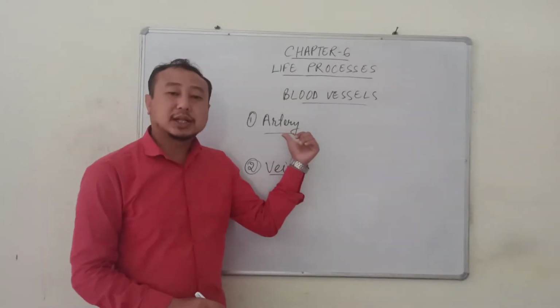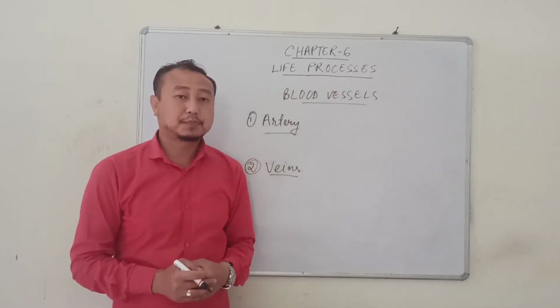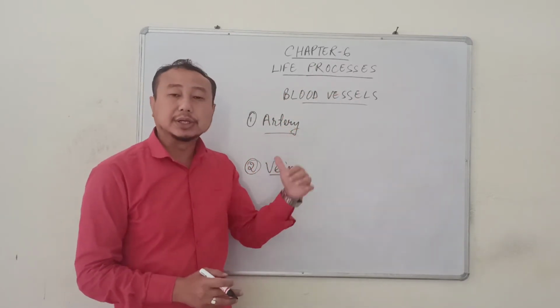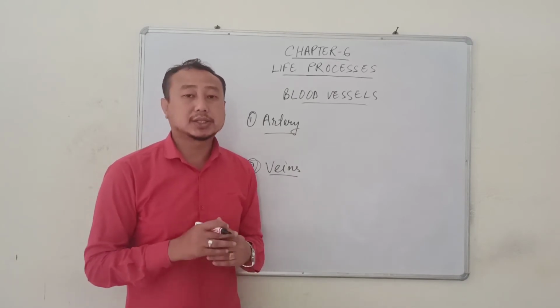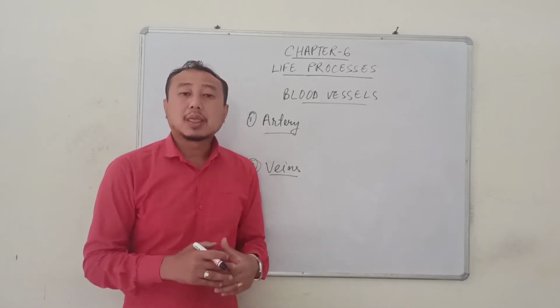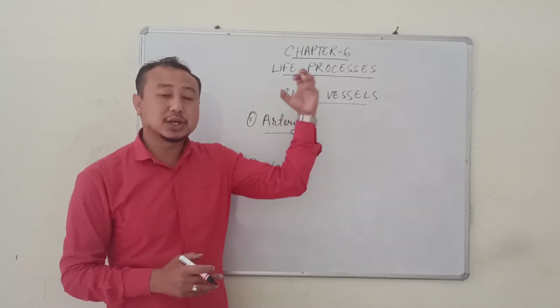Arteries are the blood vessels that take the blood from the heart to different parts of the body. Generally, these arteries carry oxygenated blood, except one artery which is known as the pulmonary artery. The pulmonary artery takes the deoxygenated blood from the heart to the lungs.